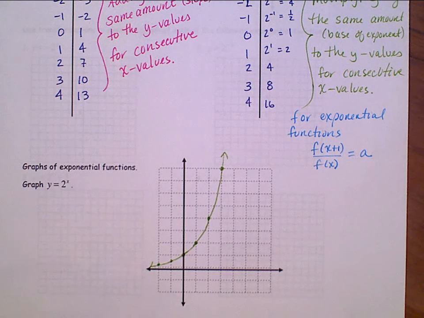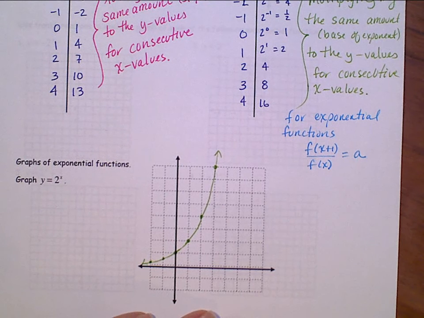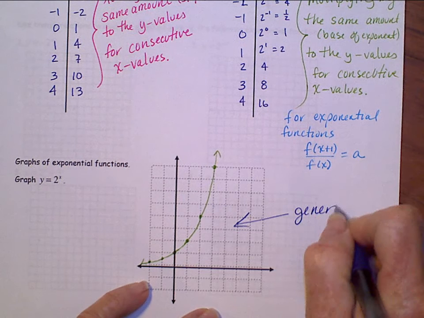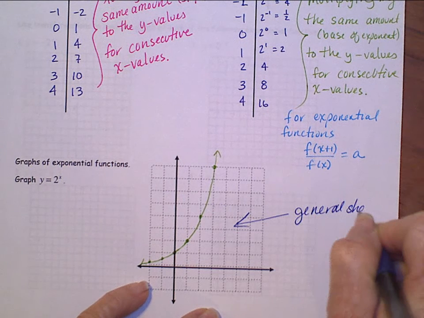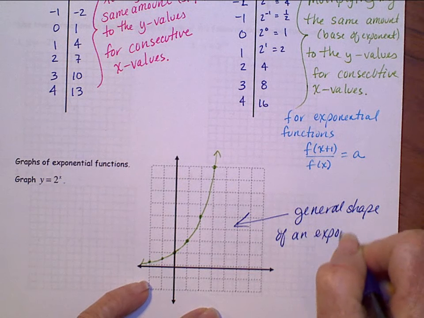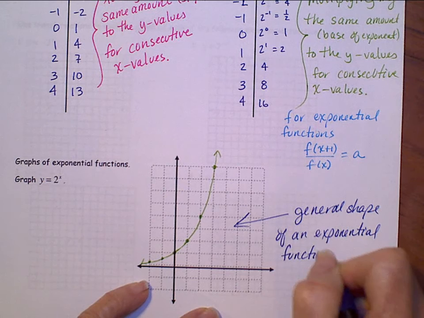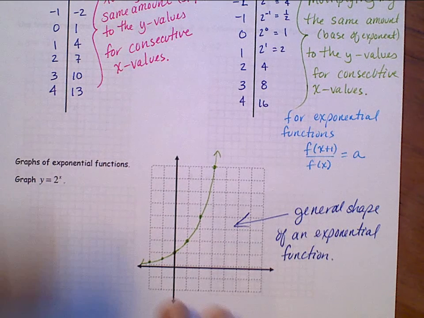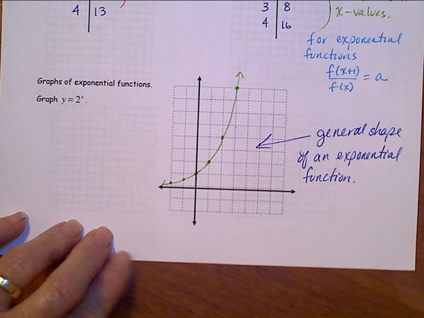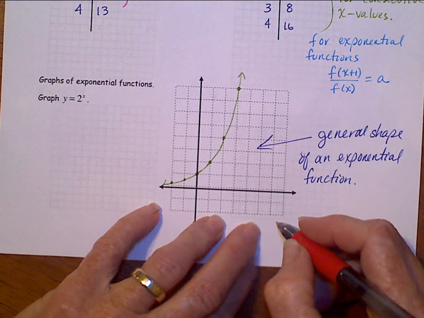All right. That is the general shape of an exponential function. Okay, and a phrase that we like to use to describe exponential functions is that exponential functions get really big really fast.